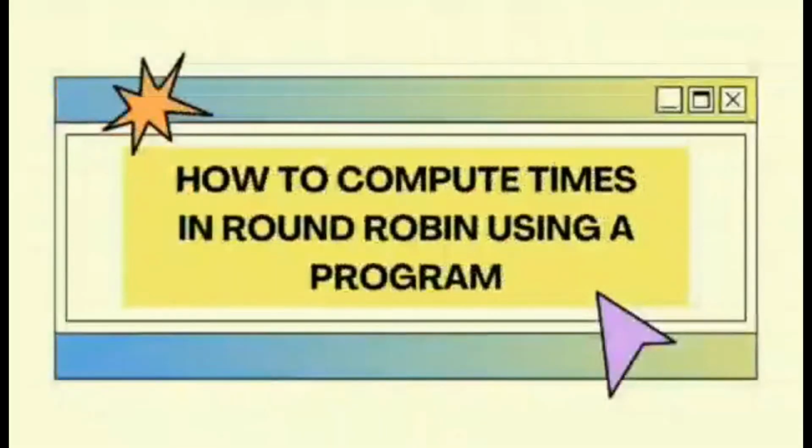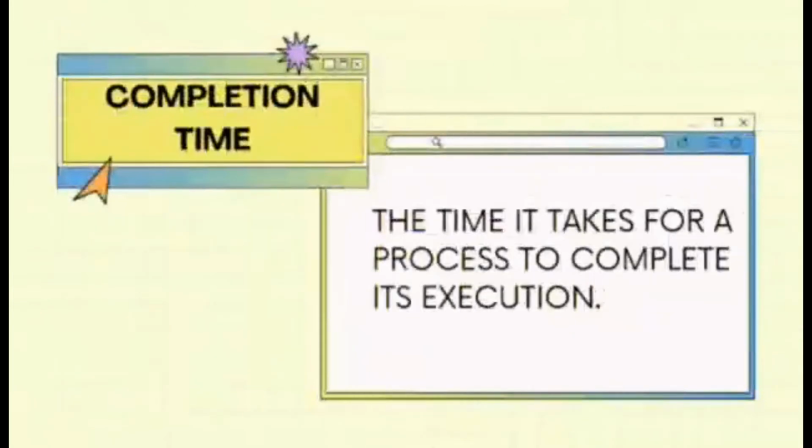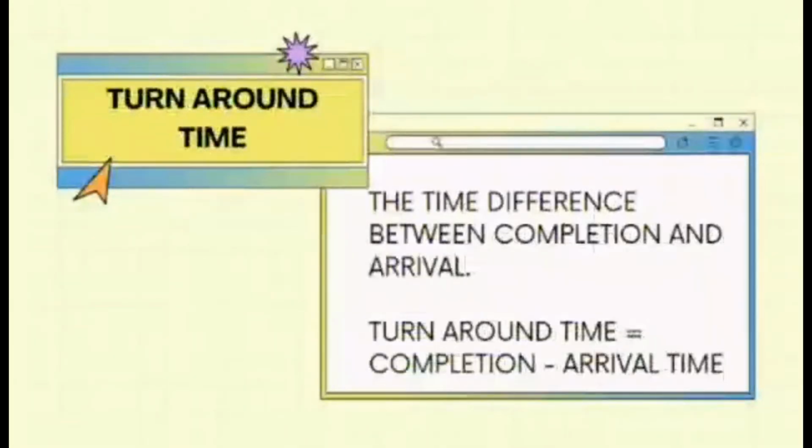How to compute times in round robin using a program. Number 1 is the completion time, the time it takes for a process to complete its execution. Number 2, turnaround time, the time difference between completion and arrival. Turnaround time equals completion time minus arrival time.